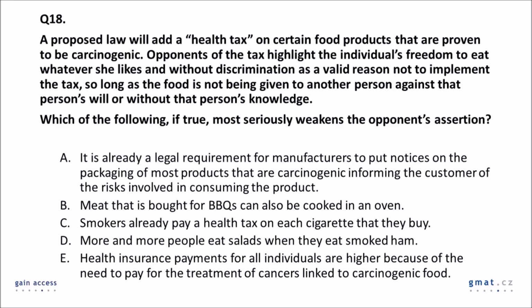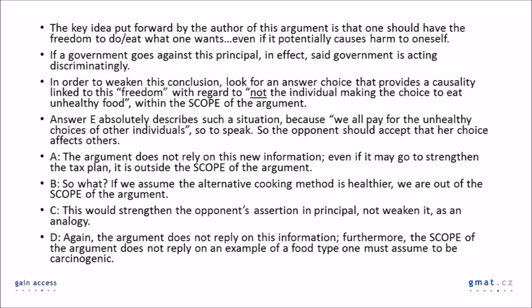This is a weaken question for critical reasoning, so you're supposed to weaken the conclusion reached by the author. Now, one of the main parts of this is to identify what the author is trying to put forward. Well, the key idea put forward by the author of this argument is that one should have the freedom to do or eat, in this case, what one wants, even if it potentially causes harm to oneself. Now, if a government goes against this principle, in effect, said government is acting discriminatingly. Okay, so that's the principle.